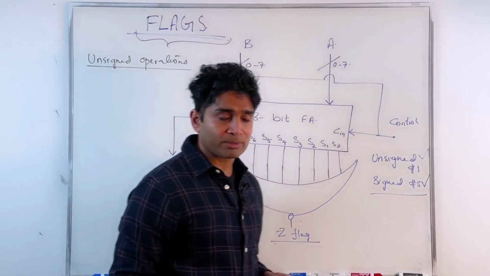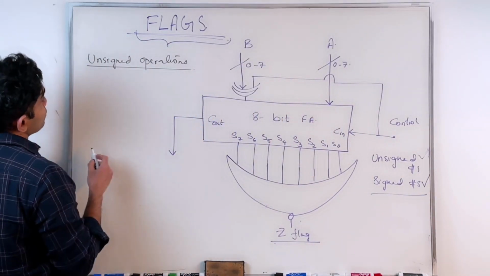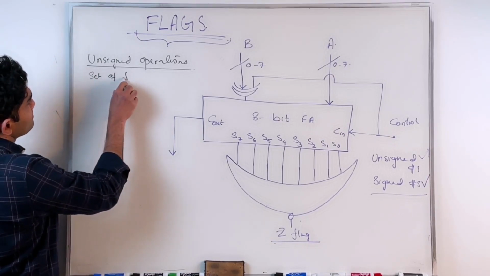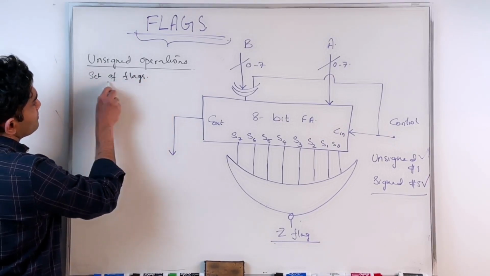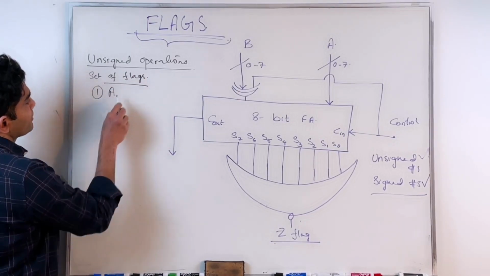So these are unsigned operations. That means my A and B are unsigned. And what I want to do is come up with a set of flags that can perform these operations, that can perform these conditional checkings.